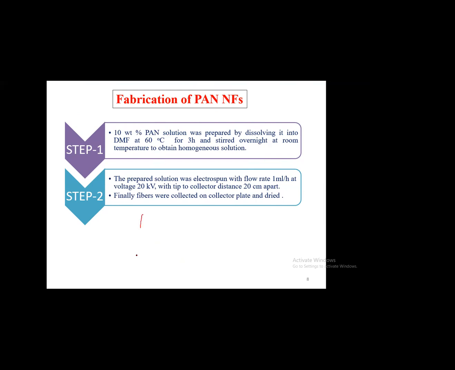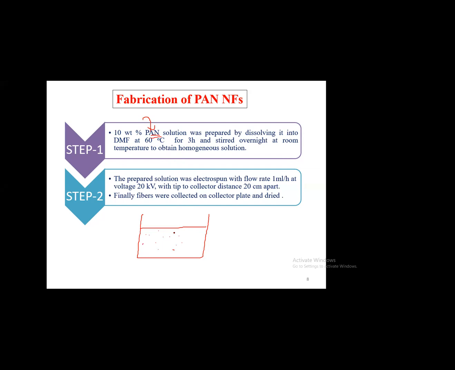We will prepare a solution of PAN, polyacrylonitrile, a polymer that is directly purchased from the market. Otherwise, you can synthesize that PAN in your laboratory with the help of acrylonitrile as a monomer, and go for the polymerization. You will get the PAN, that is, polyacrylonitrile polymer. Then prepare the solution in DMF. This will be the solution.